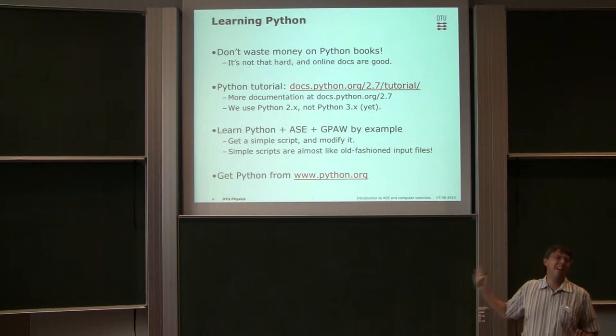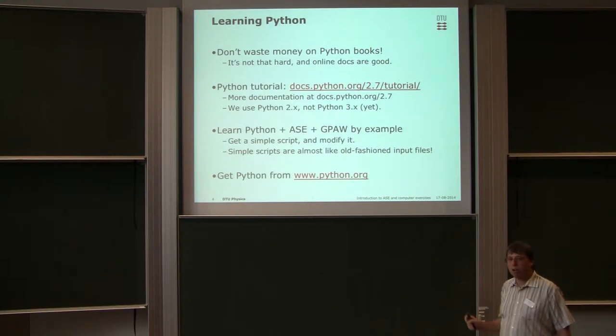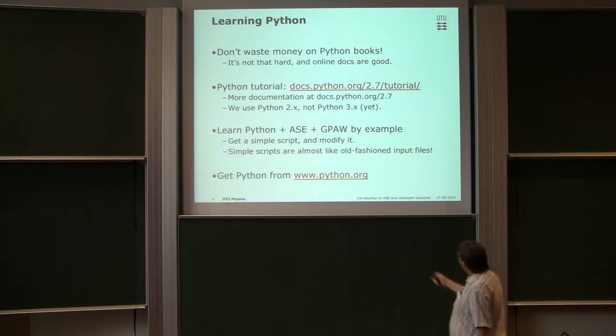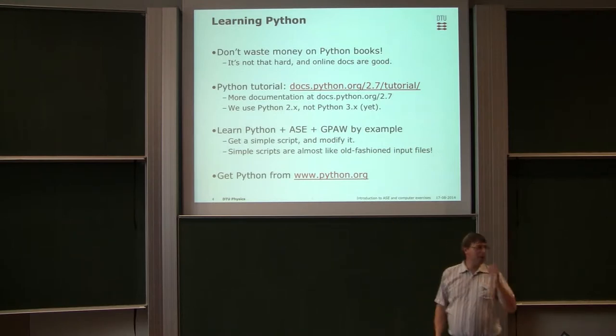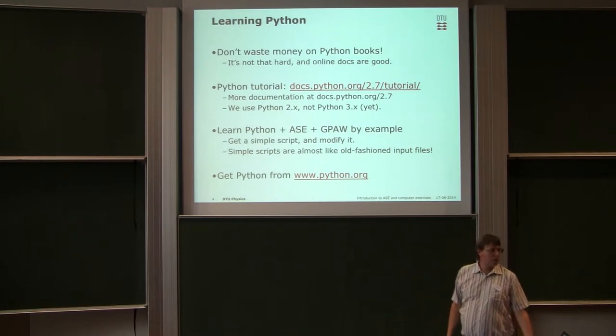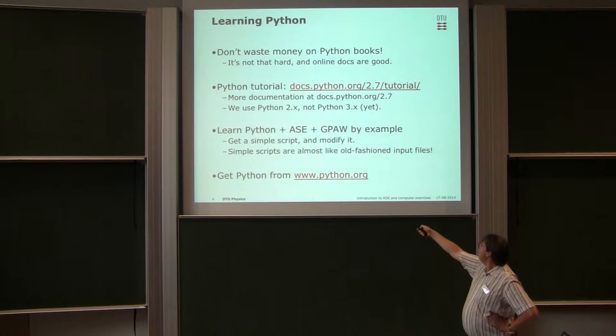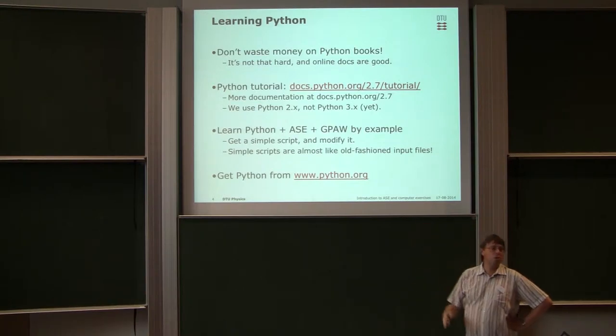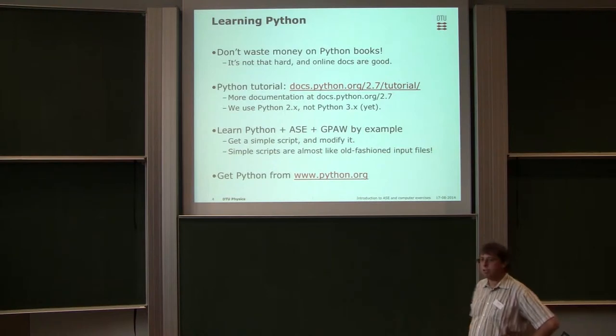The differences are not that large. So we are in the process of fixing things so that ASE will become able to run on the Python 3 tree eventually. We're not quite there yet, but you will occasionally find weird places in the code where it's doing something slightly strange to be compatible with both versions. Just remember when you read documentation, and only if you download Python to install on your own computer, install Python 2.